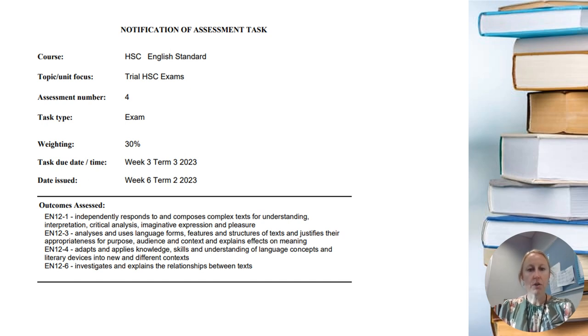So you've received your gold sheet, which has the following outline. You'll notice that the exam is worth 30% of your final in-school assessment mark. We're assessing those four outcomes there, and it's going to be in week three, term three. Now, the actual date will be published when the timetable's put together.